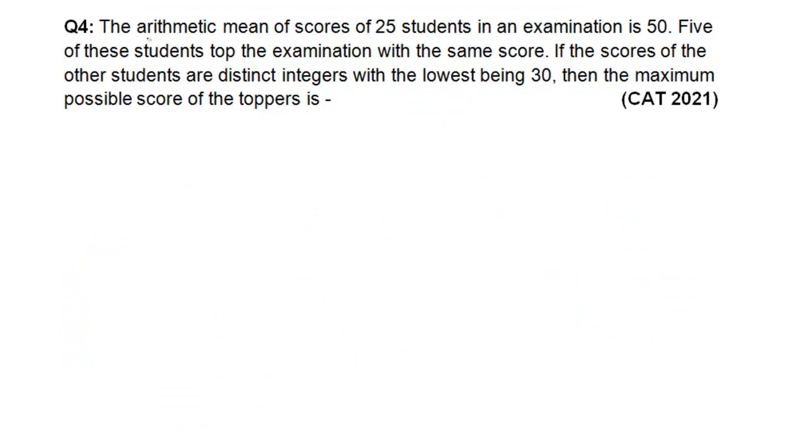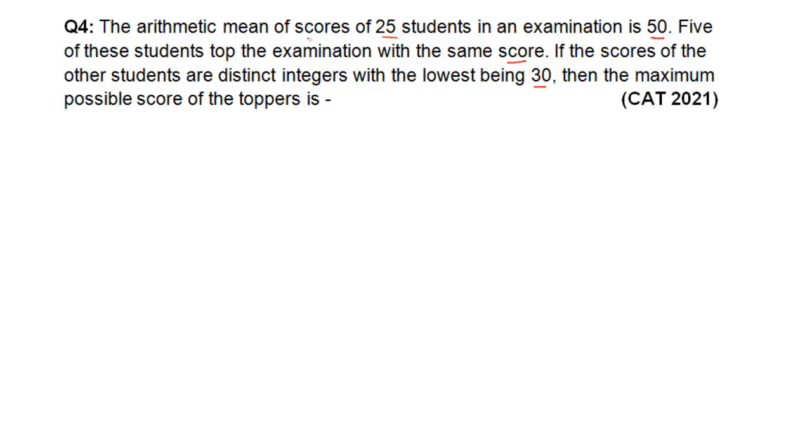Let's take the next question. The arithmetic mean of scores of 25 students in an examination is 50. 5 of these students top the examination with the same score. If the scores of the other students are distinct integers and the lowest being 30, then the maximum possible score of the toppers is, right?